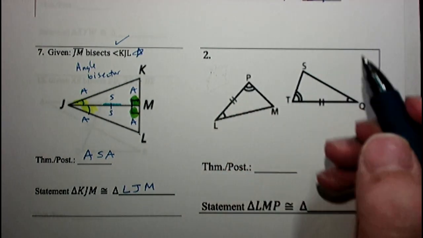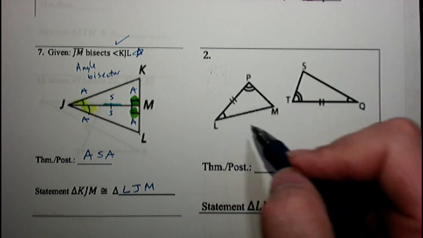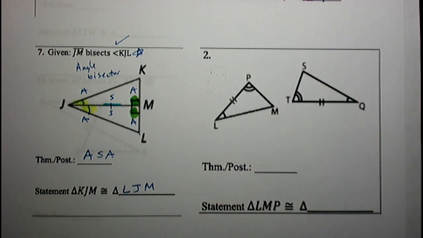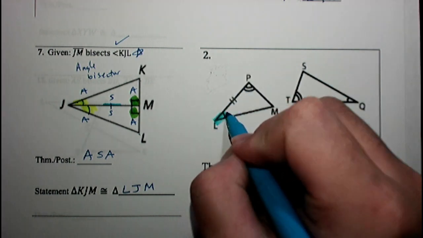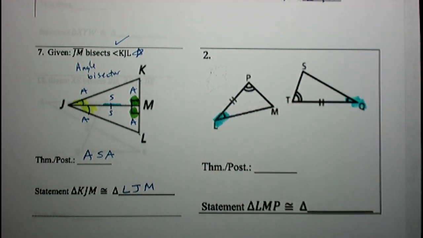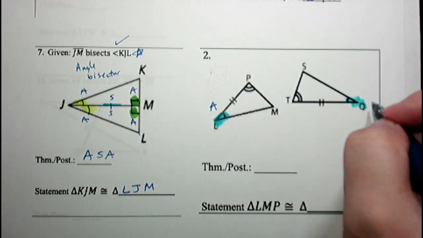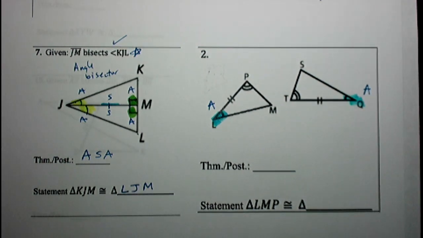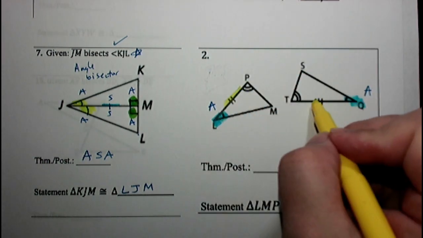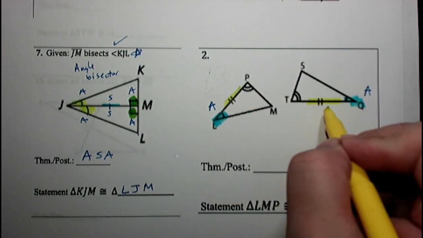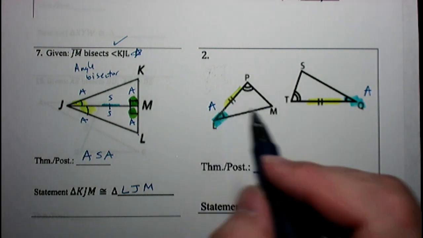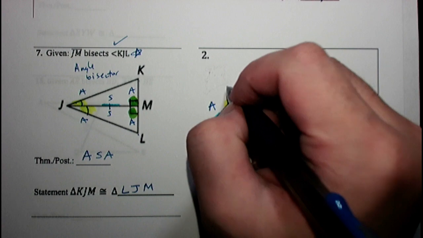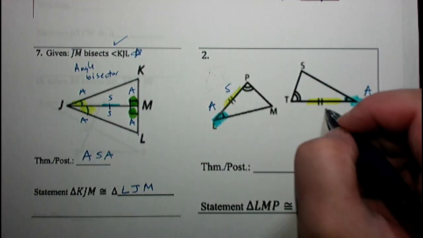Number 2. All right, so this one's pretty straightforward. We can mark stuff. This angle is congruent to that angle, so I'm going to write A. This side length corresponds with that side length, and they're congruent because they have the same number of tick marks here. This gets an S here and an S here.